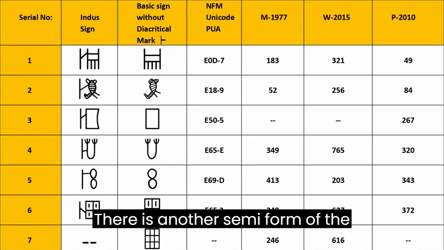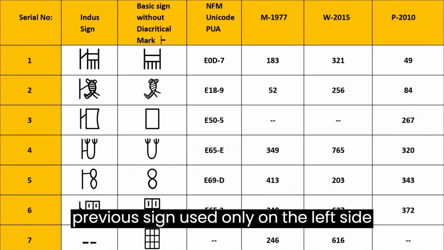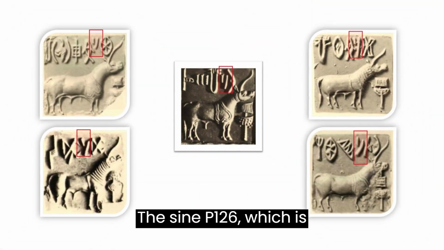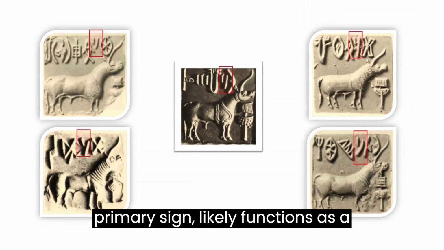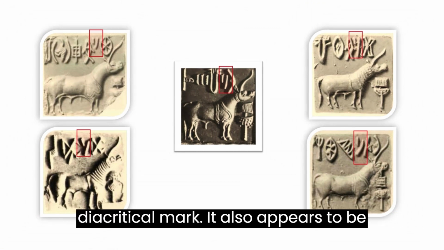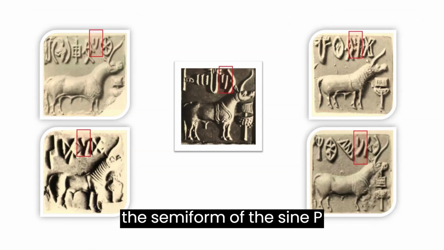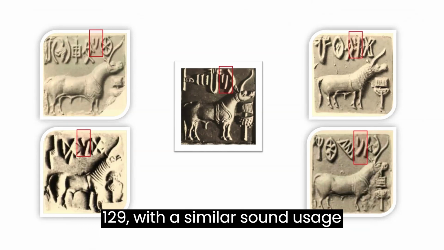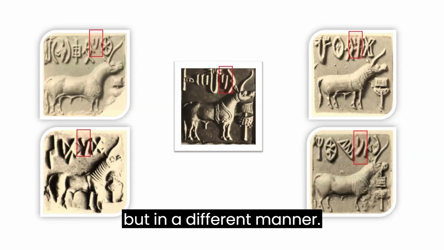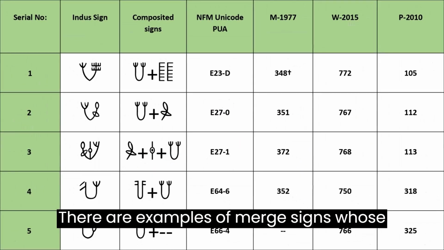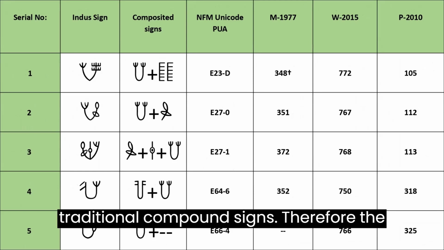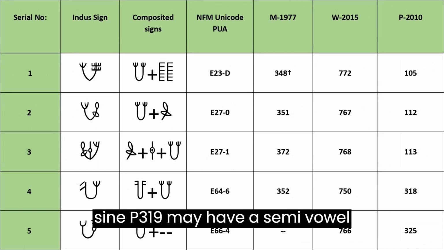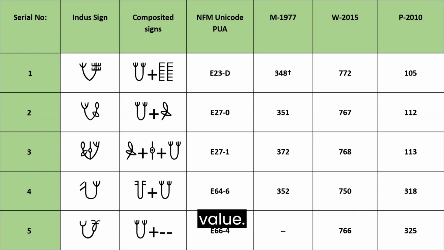There is another semi-form of the previous sign, used only on the left side of the primary sign. The sign P126, which is consistently used at the left top of the primary sign, likely functions as a diacritical mark. It also appears to be the semi-form of the sign P129, with a similar sound usage, but in a different manner. There are examples of merged signs whose combining process differs from that of traditional compound signs. Therefore, the sign P319 may have a semi-vowel value.